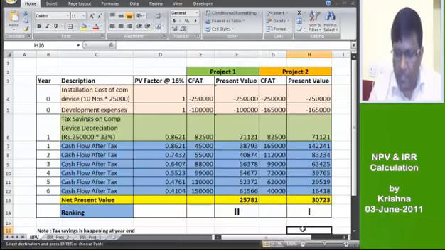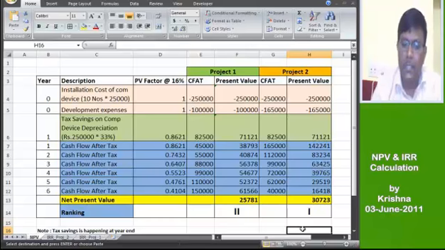So based on the net present value, because net present value is showing how much wealth maximization can happen to the organization, when we are seeing the net present value, project 2 is giving more net present value to maximize the wealth of the company. So obviously we have to select project 2.